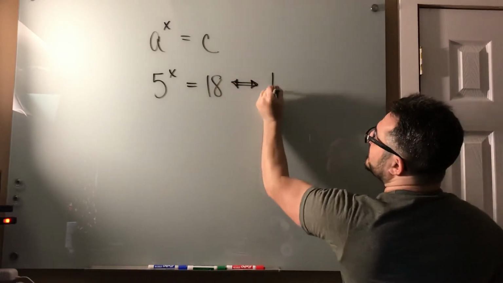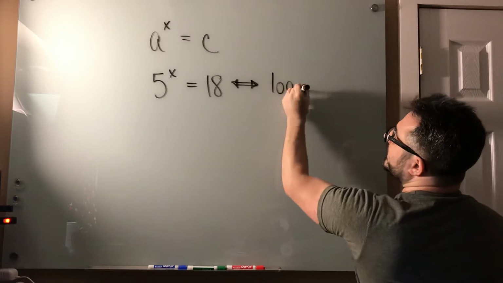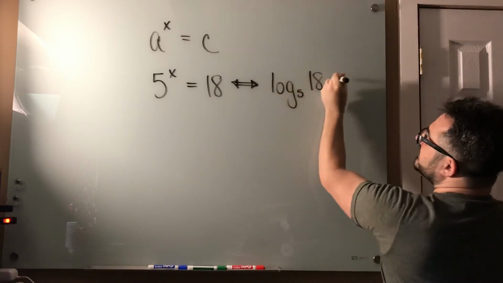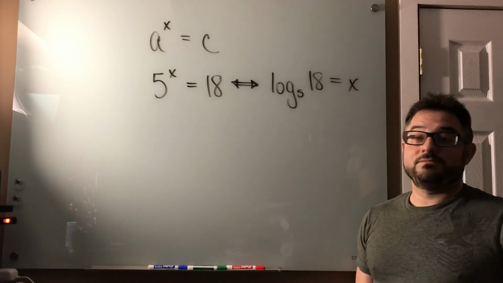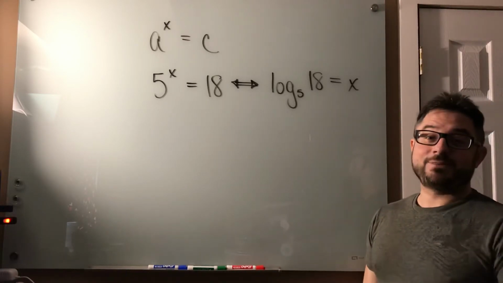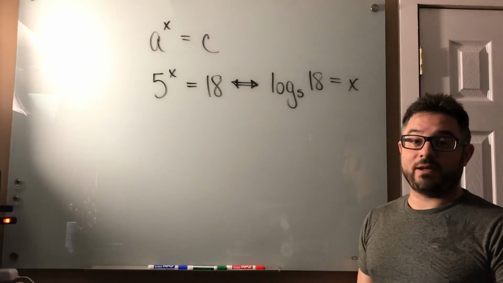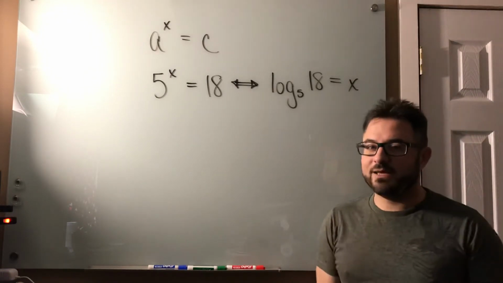That is to say, the logarithm base 5 of 18 equals x. Actually, that probably requires the least writing of all of them. That does not necessarily make it the best option.